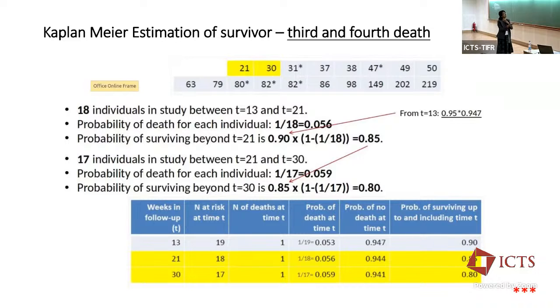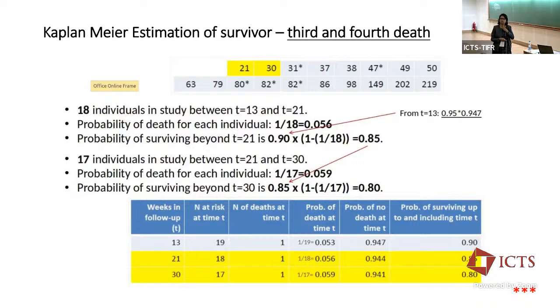So at week 13, normally what would have happened is there were 19 participants left, so the probability of dying would have been 1/19. And we have to multiply that by the original probability from the first part here.